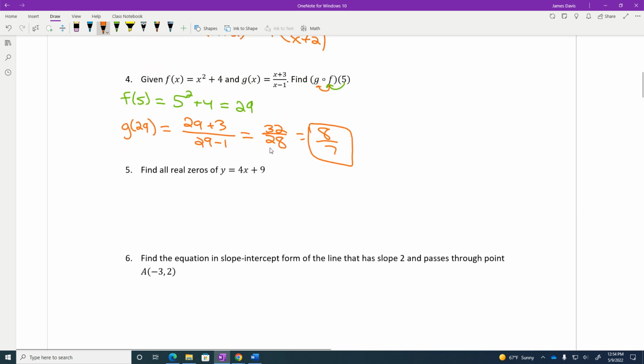Next one, we're supposed to find the real zeros. A couple ways you could do this. The first way, we just set it equal to 0. And this is a pretty easy equation, so it's not hard to solve by hand. You just set the equation equal to 0 to find the zeros. Okay. And then obviously you just solve for x. 4x is negative 9, divided by 4. So x is negative 9 over 4.